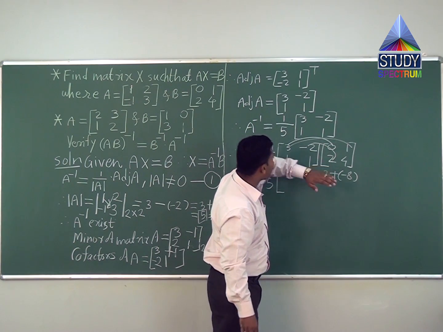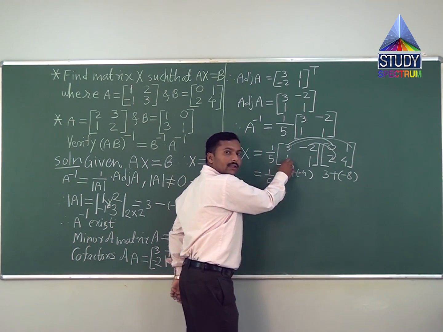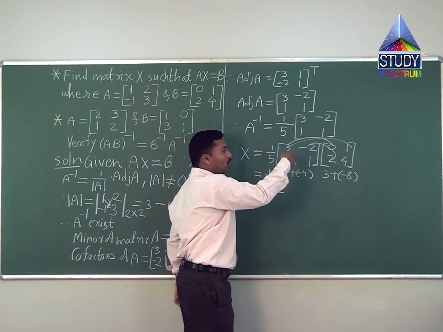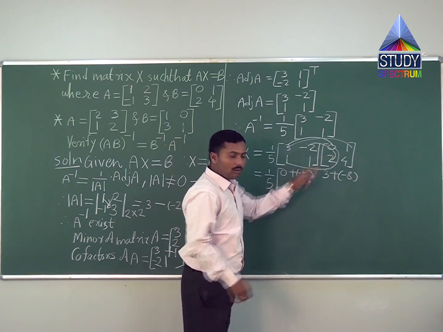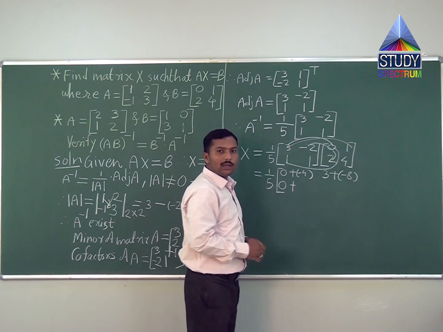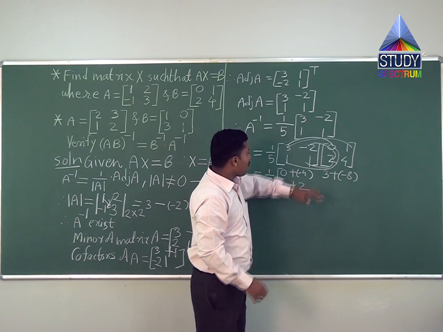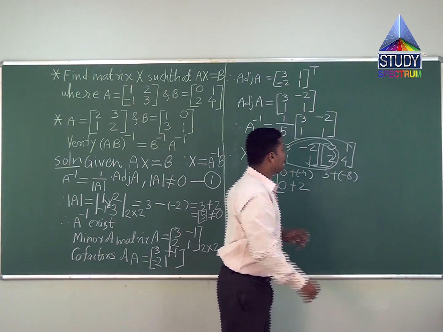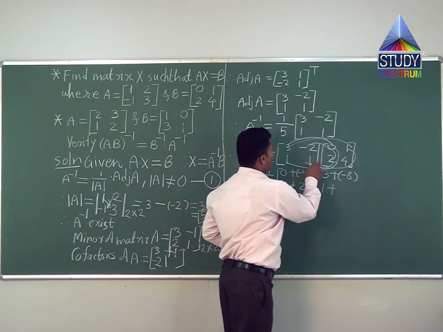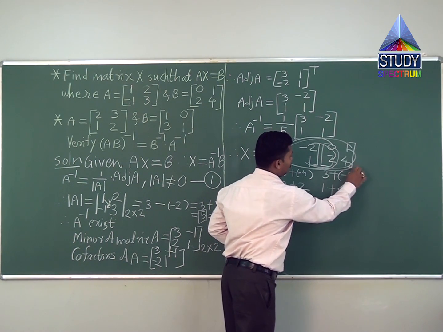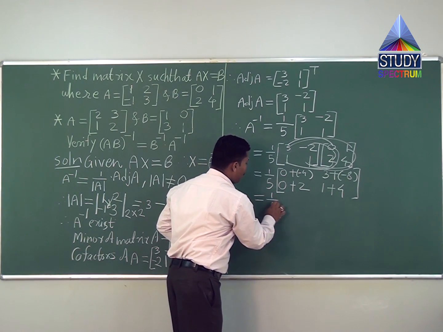So second row, first column, and second row, second column. So we take the multiplication of the second row with the two columns place to place. 2 into this 1 into 0, 0 plus 1 into 2, 2, second row, second column, 1 into 1, 1 plus 1 into 4, 4. So equal to what? 1 upon 5 as it is.